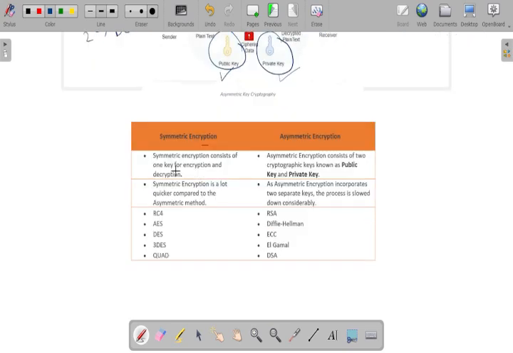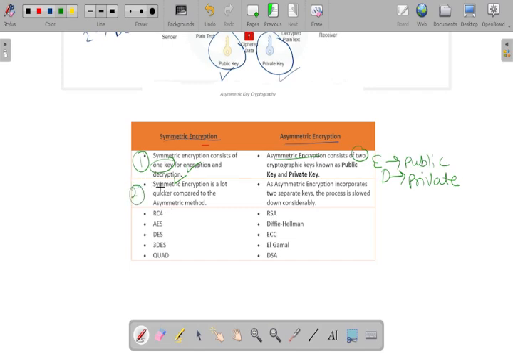So what is the difference between symmetric encryption and asymmetric encryption? The first one is, in symmetric encryption, we are using only one key for encryption as well as decryption. But in asymmetric key encryption, we are using two different keys for encryption as well as decryption. For encryption, we are using the public key and for decryption, we are using the private key.